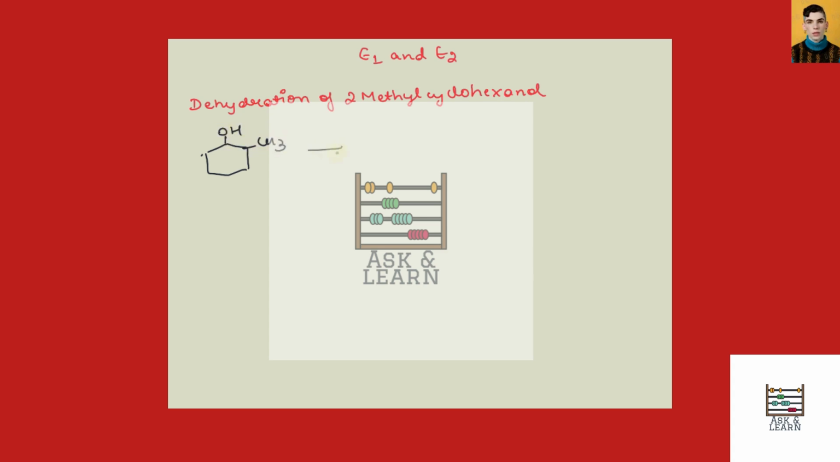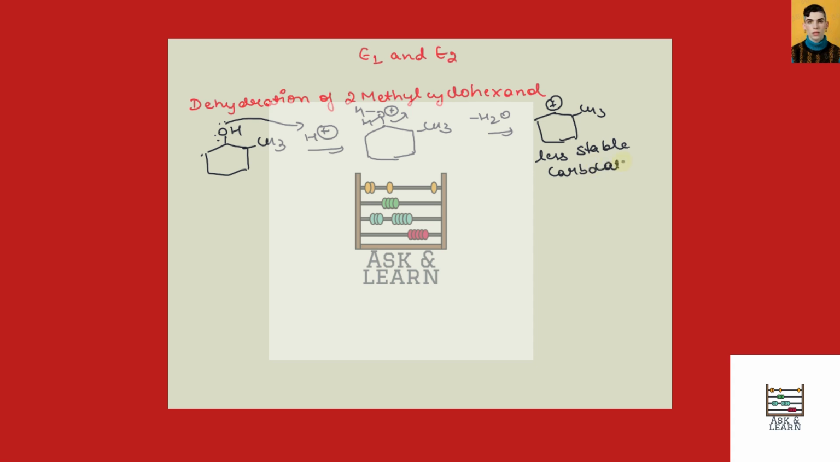In the presence of acid, H positive, there is a formation of O positive, H, and here is the CH3. Now water will leave out, and here is the positive charge. Now this is the less stable carbocation. Generally 2 degree and 3 degree carbocations are more stable, and 3 degree is more stable than 2 degree.